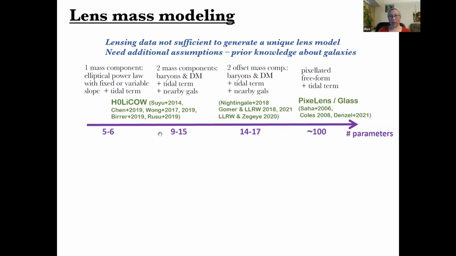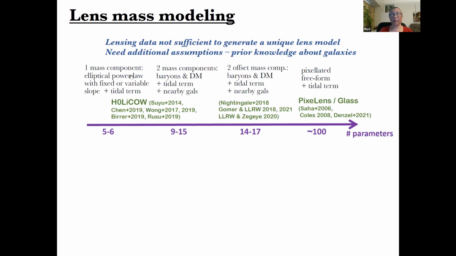So there are many different ways to characterize models and how different groups of people build models. One way is to count the number of modeling parameters that different models have, and this is what I have on this horizontal axis here. These numbers are approximate. On the left end, we have models that have the least number of parameters associated with them. These are the types of models that Holy Cow, the most famous group which determines H0 from lensing, uses. So they use one mass component models and two mass component models.